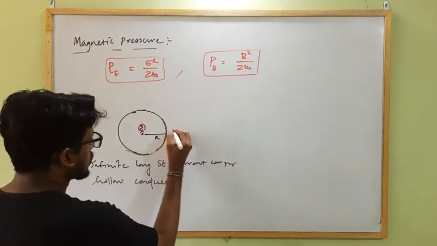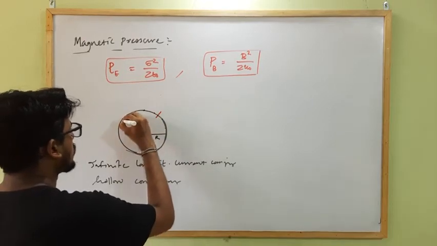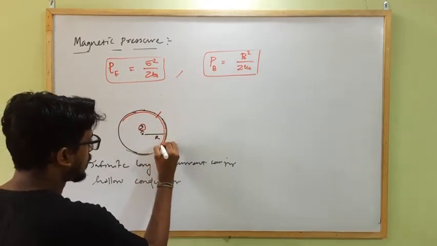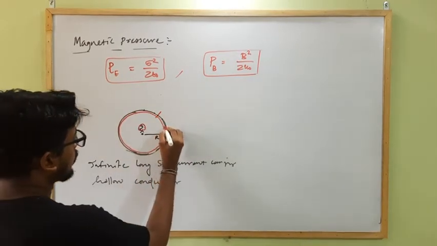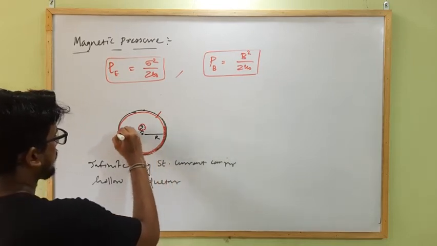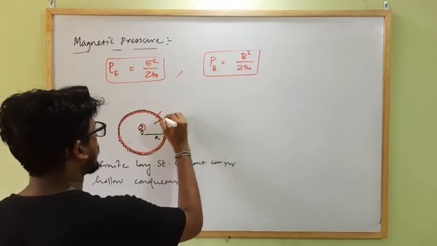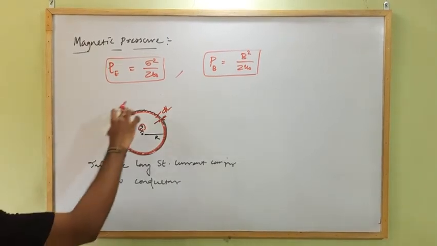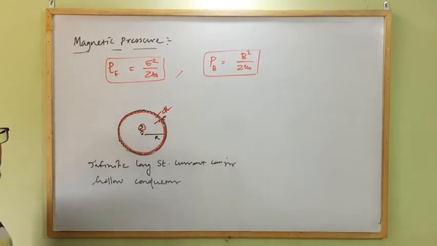Let the current carrying conductor be like this, with a very small thickness and hollow. So current is flowing along this region only. This is the thickness, and the thickness here is dl. Let dl be the thickness of the hollow current carrying conductor in which current I is flowing into the plane, and it is an infinite current carrying conductor.